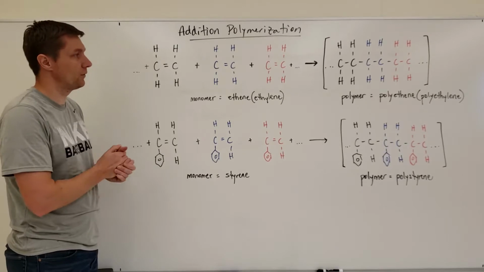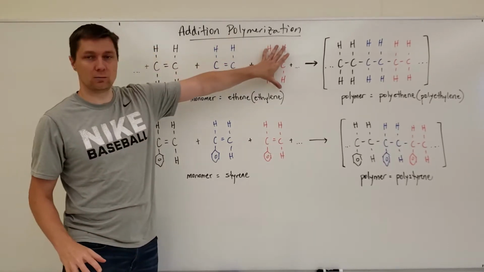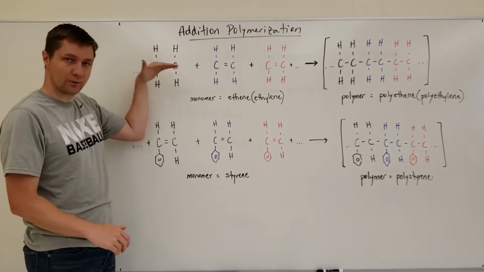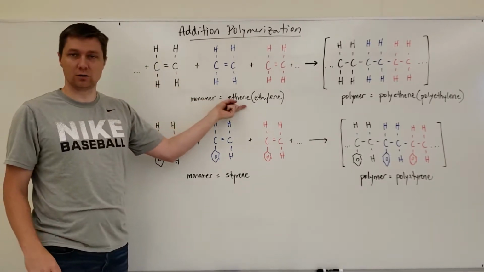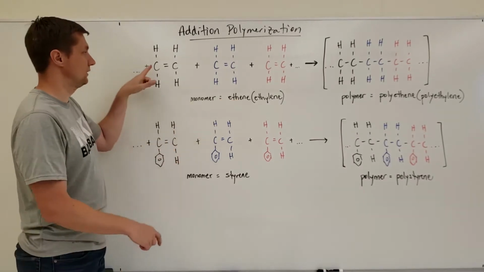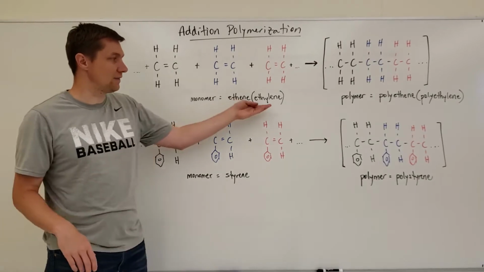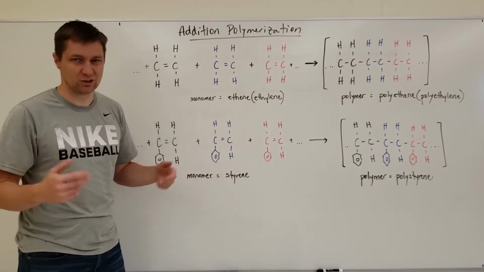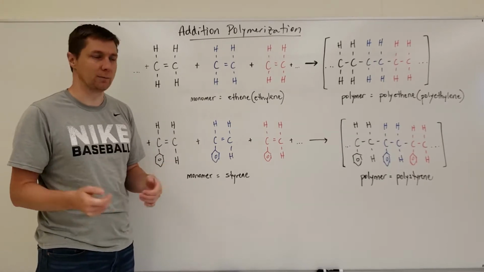A couple of things I just want to point out. These guys here are the monomers. Now in this first example right here, the monomer that's being used is just a molecule of ethene. So you can see 2 carbons, 4 hydrogens, and a double bond in the middle. Sometimes ethene is referred to as ethylene, just a different name for it that is pretty common.